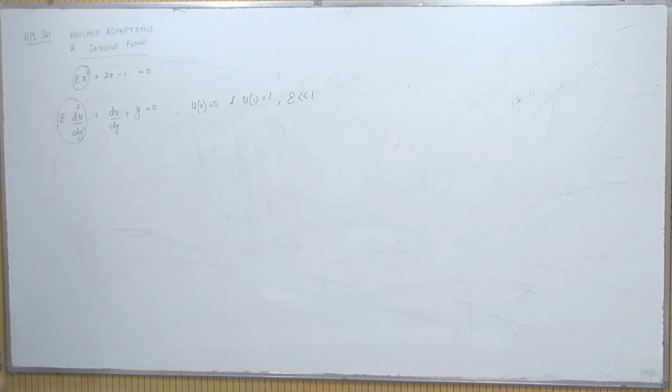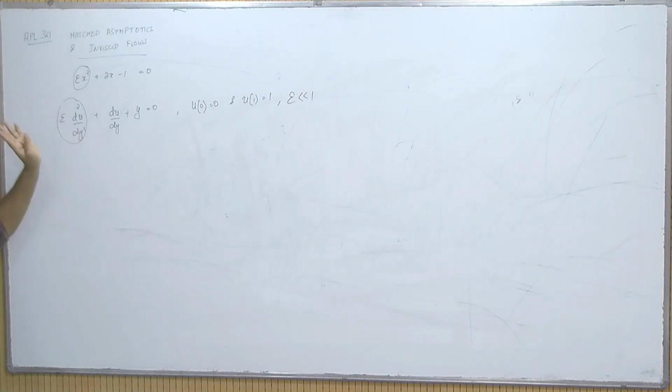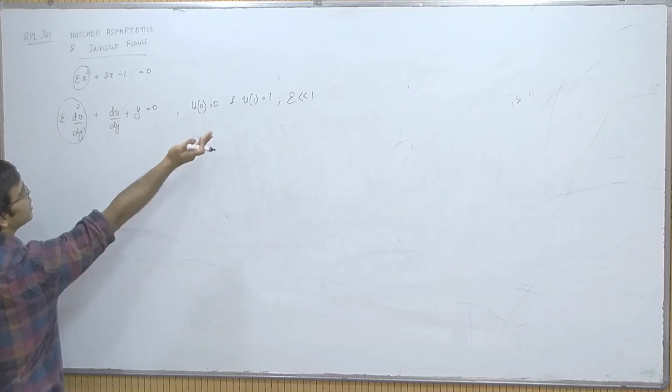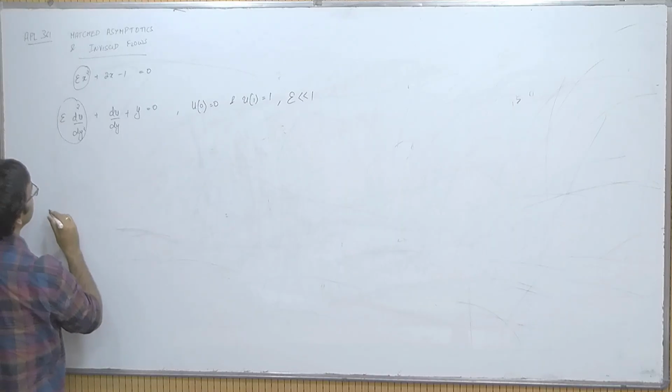So one has to be very careful while just looking at epsilon much less than 1 and then considering, okay, this is a small term, let's drop it out to find the leading order solution, and you go ahead and solve this, then you cannot solve both the boundary conditions. So let us first evaluate its full solution.